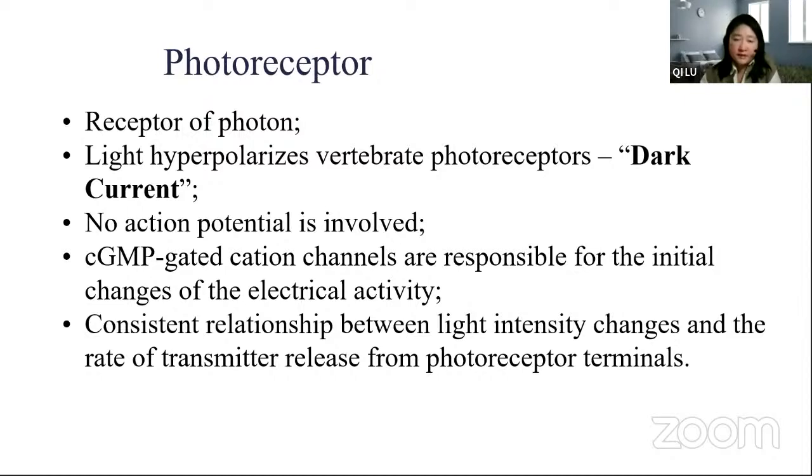Cyclic GMP gated cation channels are responsible for the initial change in the electrical activities. There's a consistent relationship between light intensity change and the rate of transmitter release from the photoreceptor terminal. So the photoreceptor response is a response to the light intensity change. When the light intensity goes dimmer, it will release more neurotransmitters.